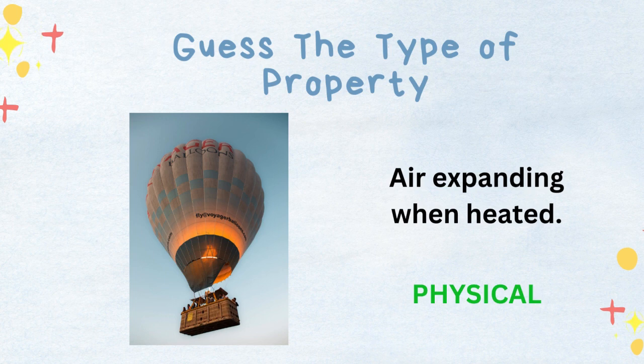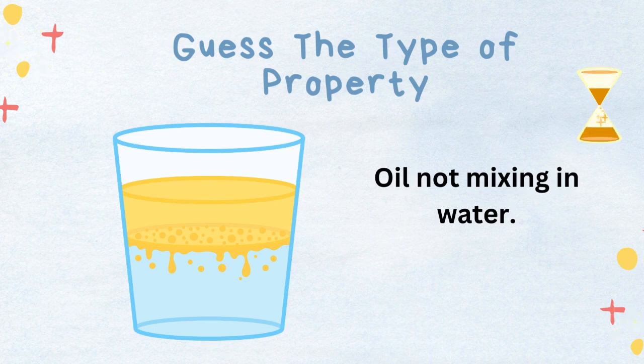Physical property. Air expands when heated due to the physical property of thermal expansion. Air is a mixture of several gases, including nitrogen, oxygen, argon, and carbon dioxide. Each of these gases follows the ideal gas law, which states that the volume of a gas is directly proportional to its temperature, assuming constant pressure and amount of gas. Therefore, as the temperature of the air increases, the volume of the gas also increases, leading to the expansion of the air. Oil not mixing with water.